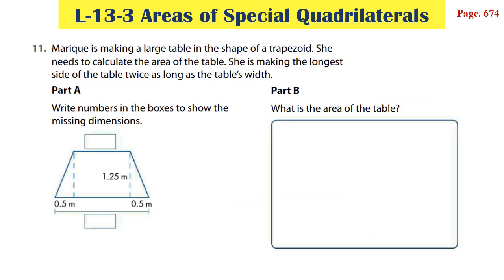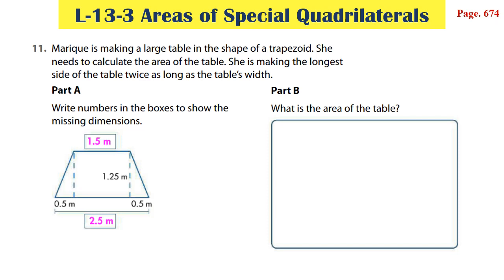Okay, dear students, tell me the answer for our last question today. The question is: Mariki is making a large table in the shape of a trapezoid. She needs to calculate the area of the table. She is making the longest side of the table twice as long as the table's width. Part A. Write numbers on these lines to show the missing dimensions. Very good. 1.5 meters, and 2.5 meters.